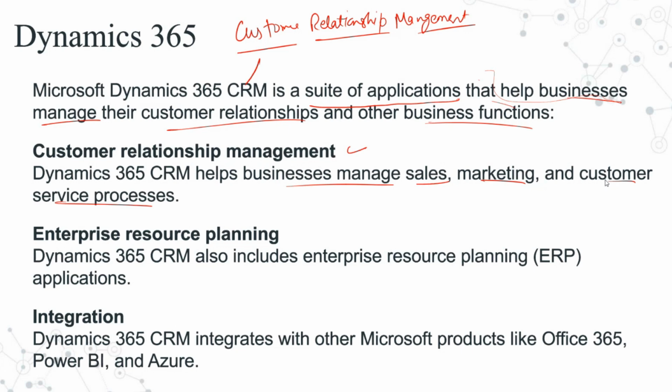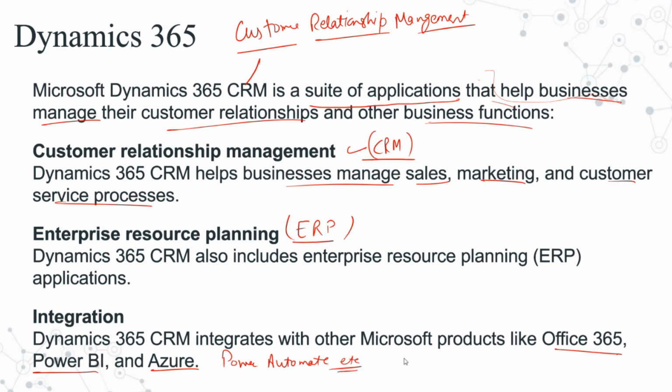Similarly, in Dynamics 365 there is another system, the ERP system. You will hear these terms a lot, CRM and ERP, in the Dynamics world. ERP includes enterprise resource planning applications. Suppose you have around 10 resources in your project. You will plan all the resources with the help of these systems available in Dynamics 365. These Dynamics 365 solutions can be integrated with various other Microsoft products, like Office 365, Power BI, Azure, and even Power Automate, and other products also.